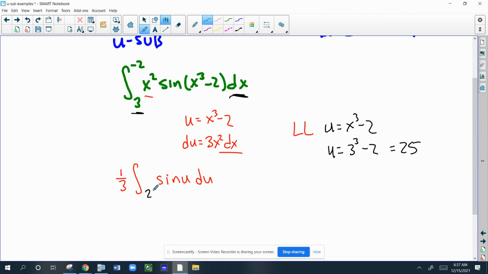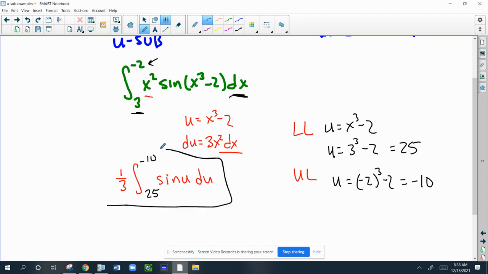I'm going to write it down there. The new upper limit, well, the old upper limit you can see was negative 2, and that was in terms of x. So the new upper limit in terms of u is negative 2 cubed minus 2. Negative 2 cubed is negative 8, and negative 8 minus 2 is negative 10. So that's it. That's an equivalent definite integral.